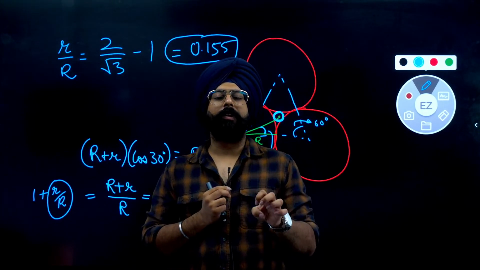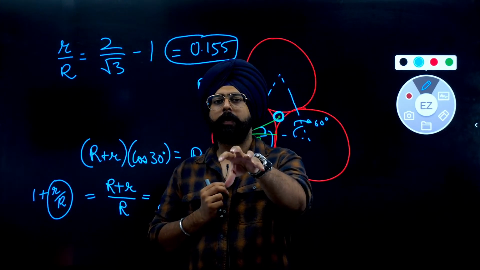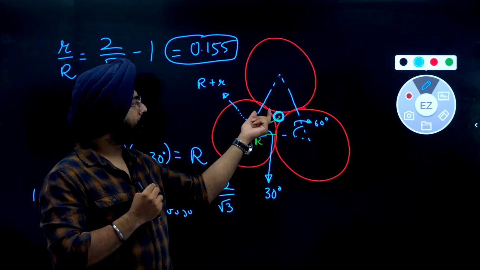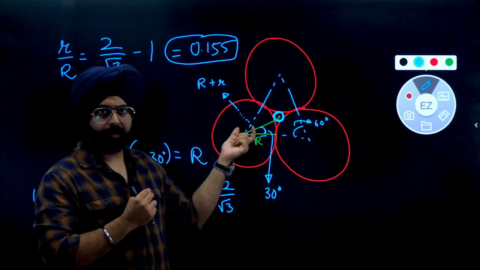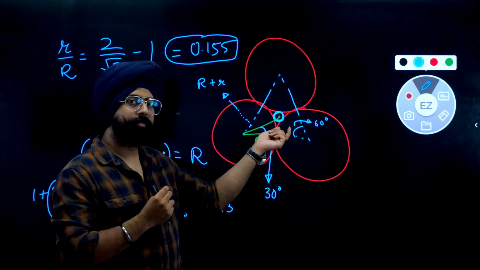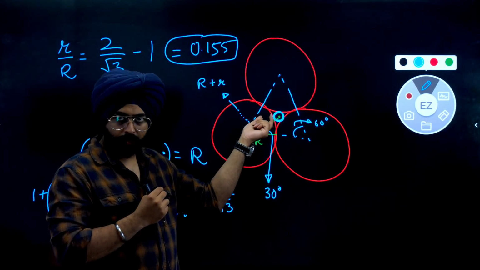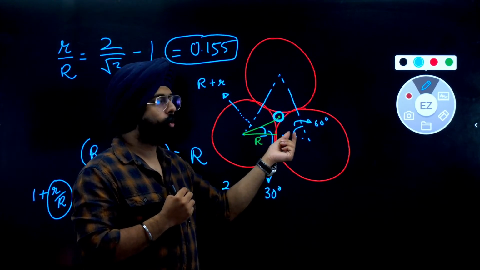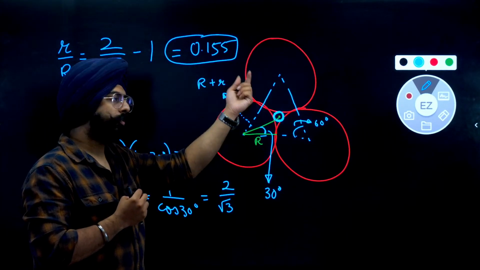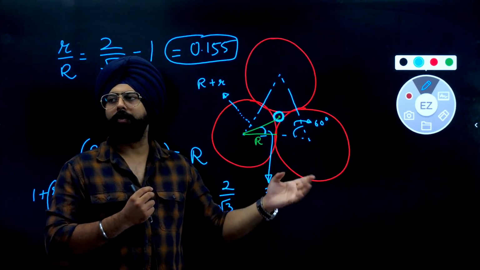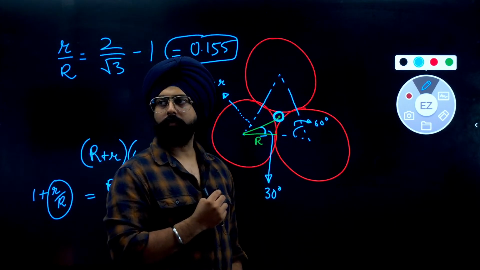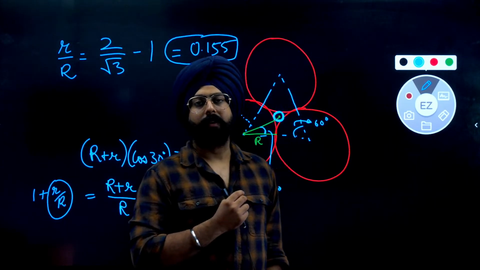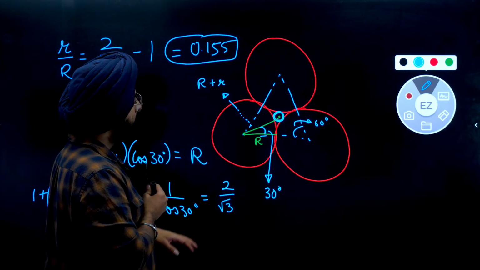If there is a sphere that sits perfectly inside a trigonal void, if there is a circle, talking about 2 dimensions, if there is a circle that fits perfectly in a trigonal void, the radius of that circle will be equal to 0.155 times the radius of the bigger circles. Yes? Understood? I'll repeat the statement in Hindi as well, for those of you who understand better in Hindi.